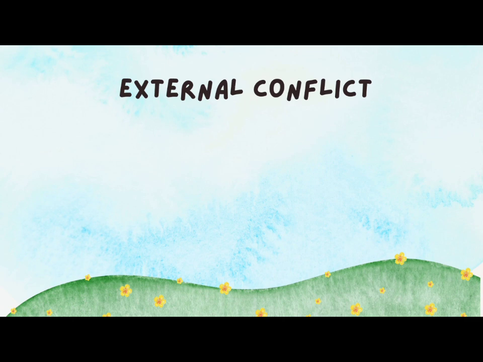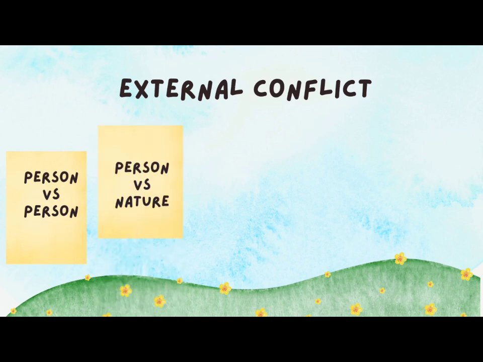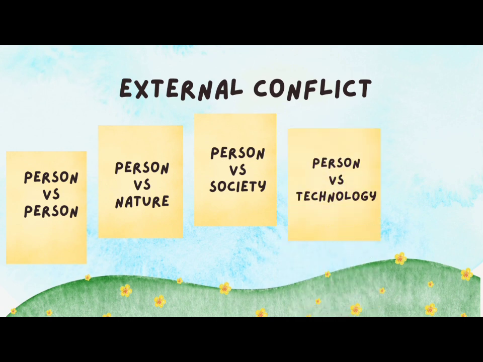External conflict can be person versus person, as in hero versus villain; person versus nature, like weather, animal encounter, or natural disaster; person versus society, like law or tradition; person versus technology, like computer or machine; and person versus supernatural beings like ghosts, gods, aliens, or monsters.